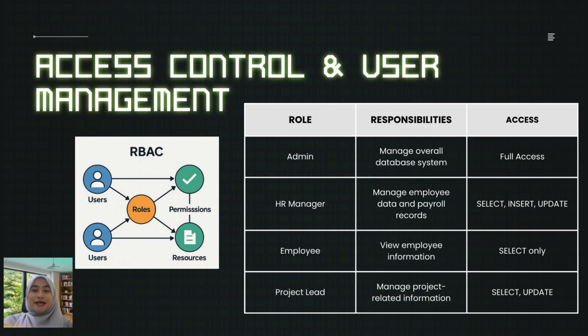In this section, role-based access control or RBAC is implemented to restrict database access according to user responsibilities within Global Touch Solution. As shown in the diagram, RBAC helps control user permissions by assigning specific access rights based on organizational roles. Four different roles are implemented in this system, which are admin, HR manager, employee, and project lead. The admin user receives full database access, while the HR manager is responsible for managing employee and payroll information. In addition, normal employees are only allowed to view employee data, while the project lead can manage project-related information. This implementation helps improve database security by reducing unauthorized access and protecting sensitive company data.